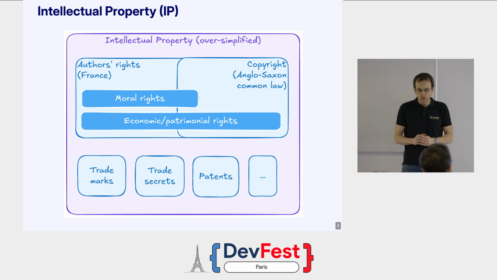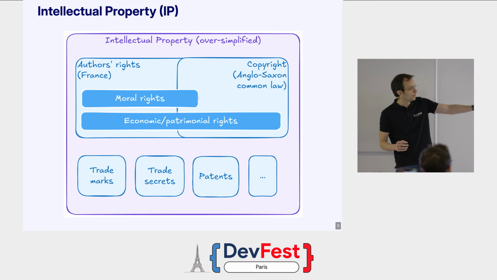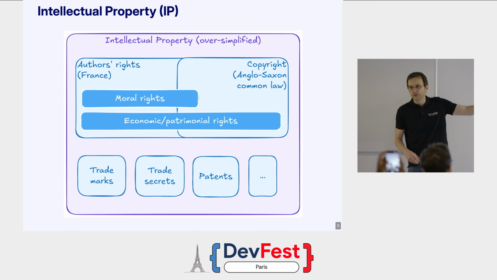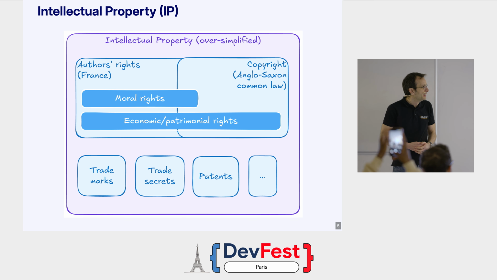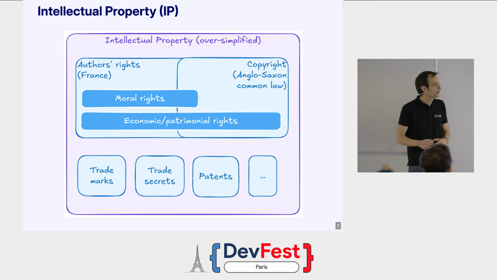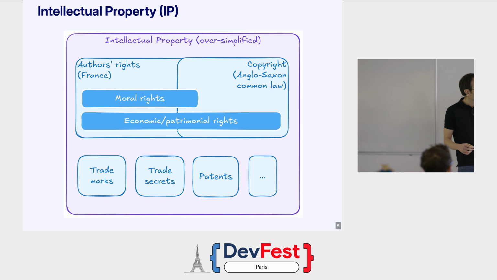So in intellectual property, there is what we call the author's right, droit d'auteur in French, for the French guys in the room, and we have the copyrights for mainly the people in the US. In author's rights, you have mainly two rights: the moral rights, le droit moral, and the economic patrimonial rights, the droits patrimoniaux.